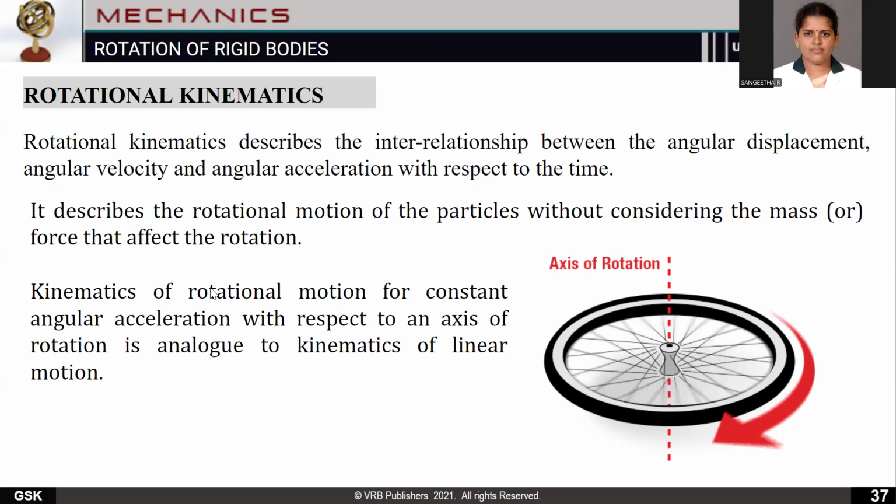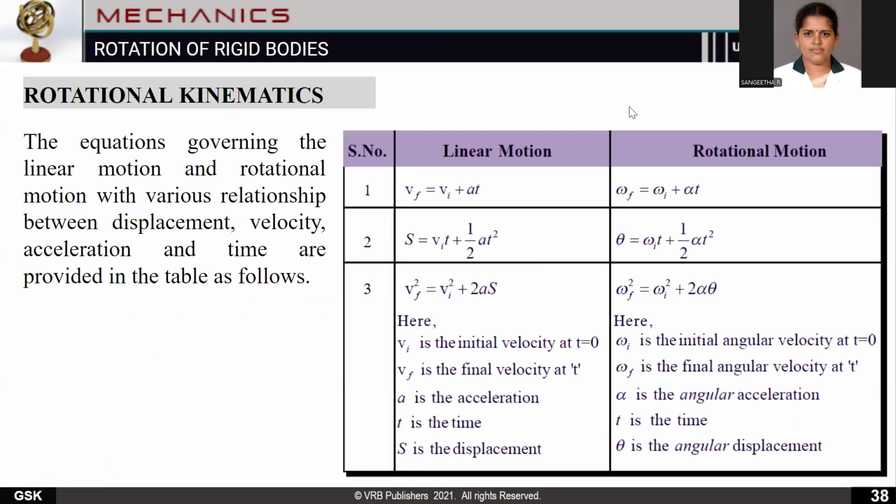The kinematics of rotational motion for a constant angular velocity with respect to an axis of rotation is analogous to the kinematics of linear motion. That is, we have two types of kinematics: kinematics of angular rotational motion, and kinematics of linear motion. The kinematics of rotational motion for a constant acceleration with respect to an axis is similar to the kinematics of linear motion. That is what we are proving here.